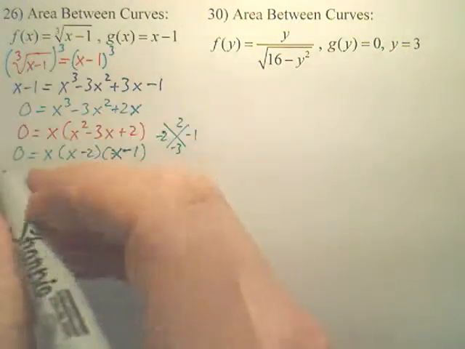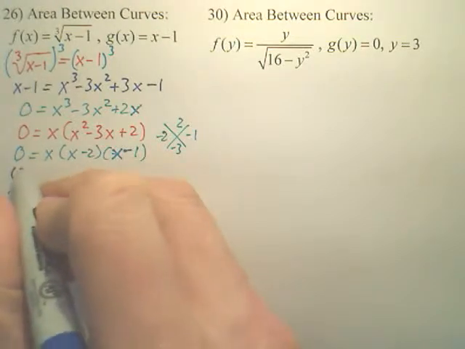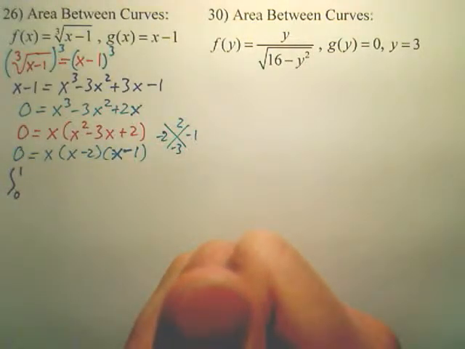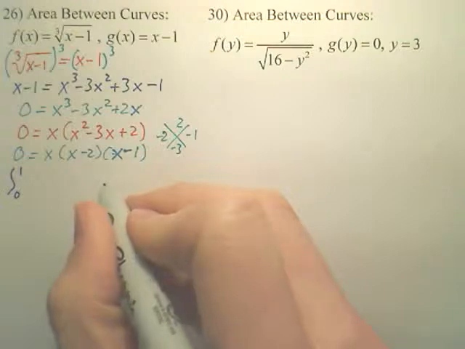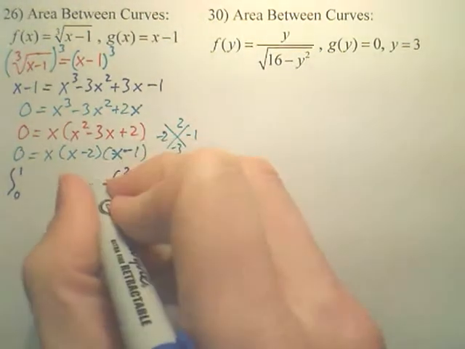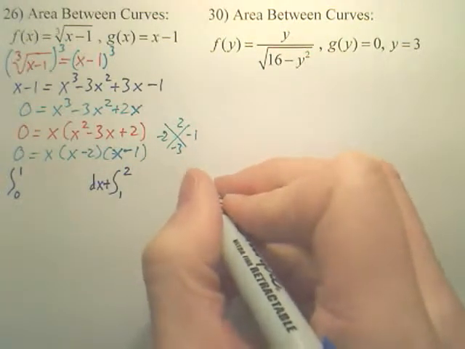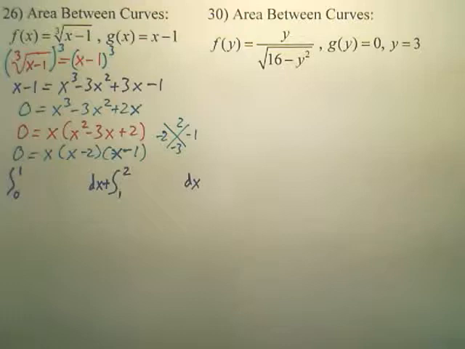So if I find the area between them, here's what it's going to look like. You're going to have one integral from 0 to 1 plus a second one from 1 to 2. And it's going to be dx because everything's in terms of x. But to do that, we have to find the two equations, which one's on top, which one's on bottom. That's the tricky part now.